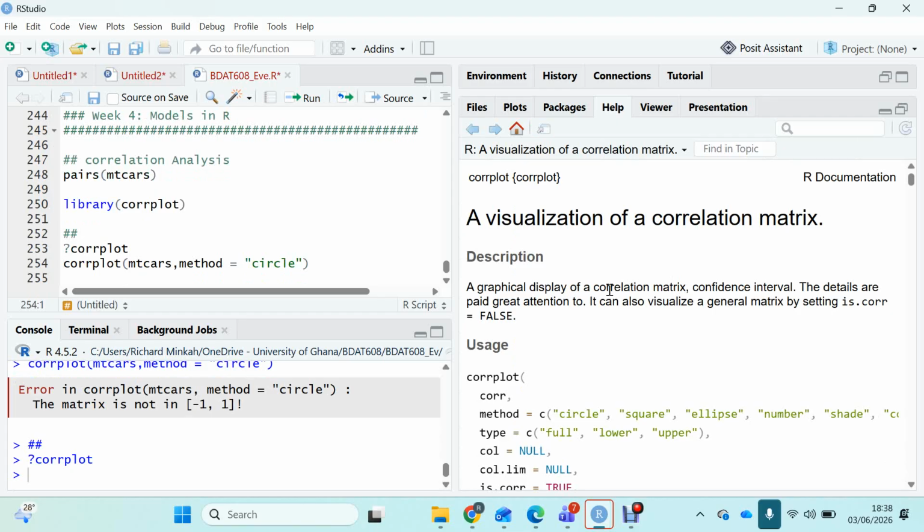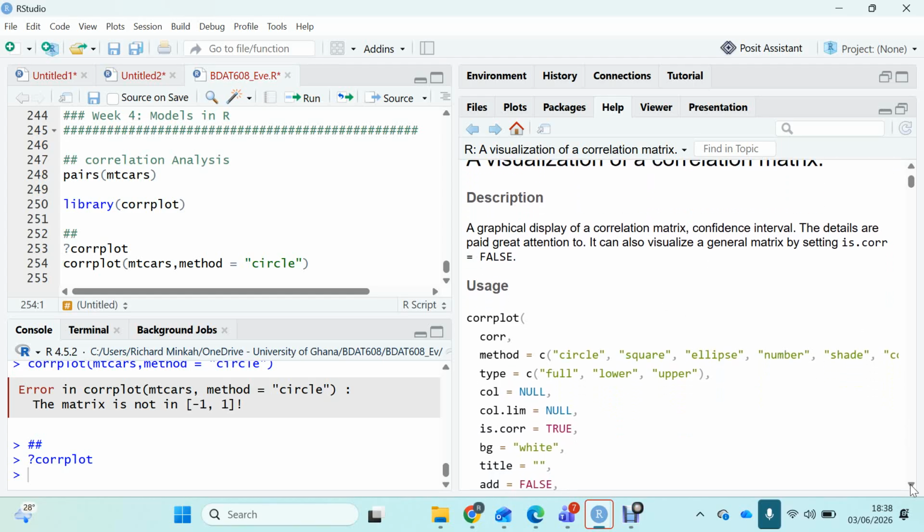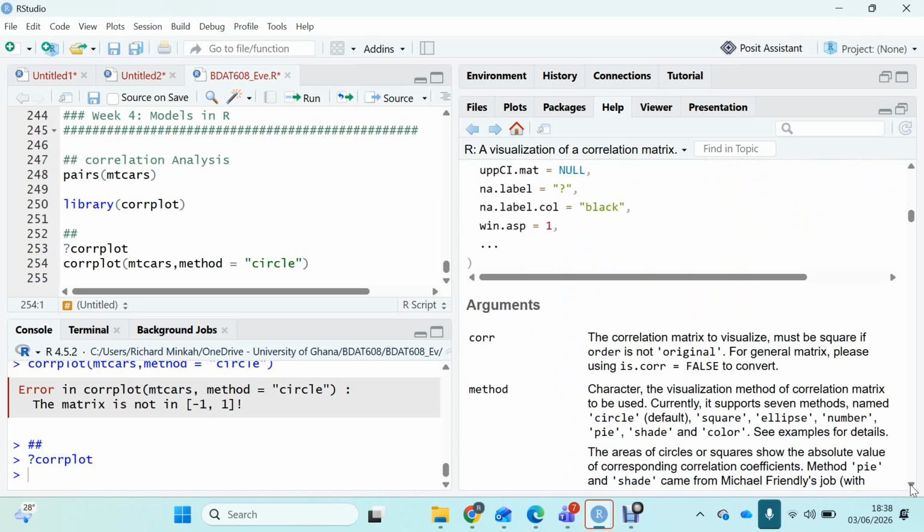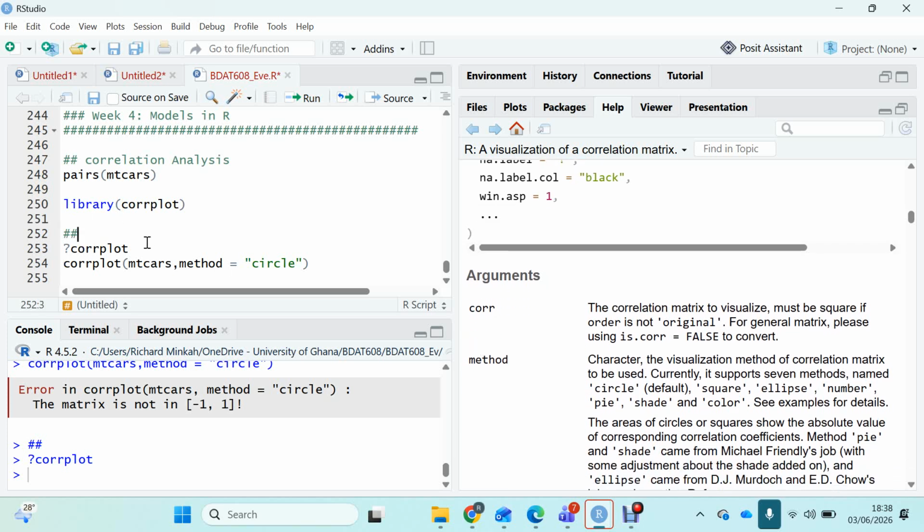Corrplot should have, is it the categorical variables that, so it's like a graphical display of a correlation matrix, confidence interval, the details, pay great attention to it. You can visualize a general matrix and so forth. So corr, I think we have to, it is a correlation matrix, sorry. So we need to find the correlation matrix first before we put it in. Okay, so how do you find the correlation matrix? You just use cor.